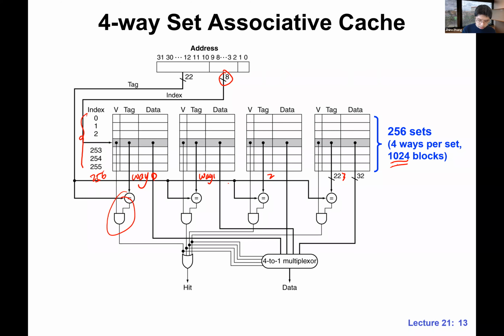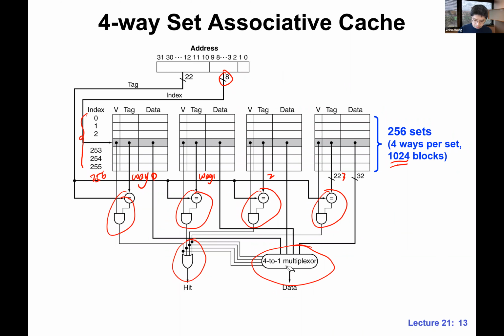And we make comparisons. This is where we need to allocate more comparators, more AND gates, per way. And eventually we merge the result, and that's where we select the data. In the end, we have an OR gate: if we have a hit in one of these ways, in one of the entries, then we have a hit. Using that information, we use a one-hot mux for the mux select, and we use that information to select the data.